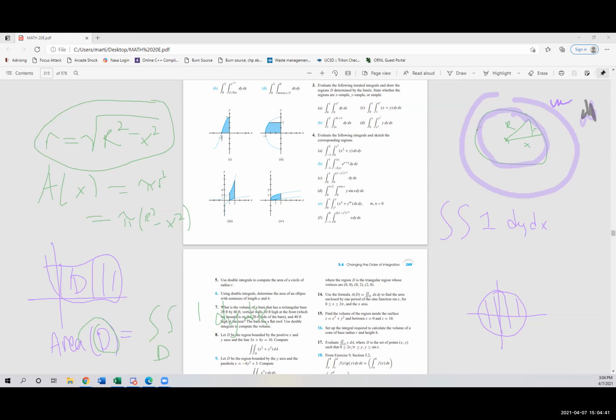So how do you want to express this one as an elementary region? That means it has some function on top and some function on the bottom, or some function on the left and some function on the right.